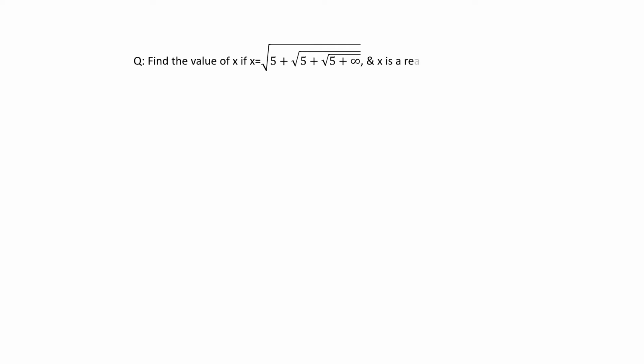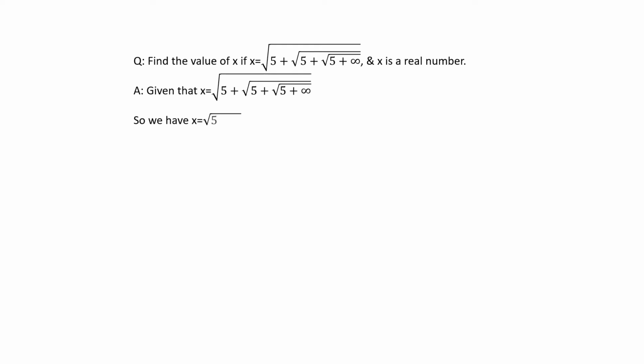Find the value of x if x equals to square root of 5 plus square root of 5 plus square root of 5 plus continues up to infinity, and x is a real number. So the given equation is x equals to square root of 5 plus square root of 5 plus square root of 5 continues up to infinity.